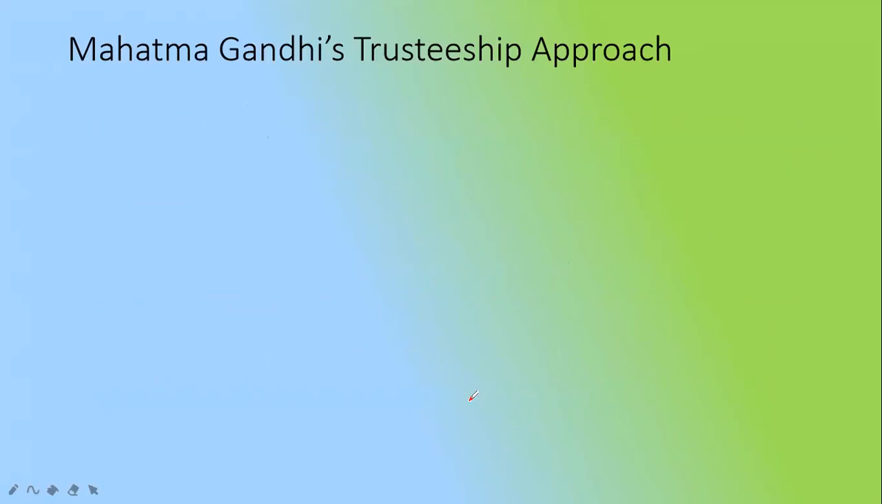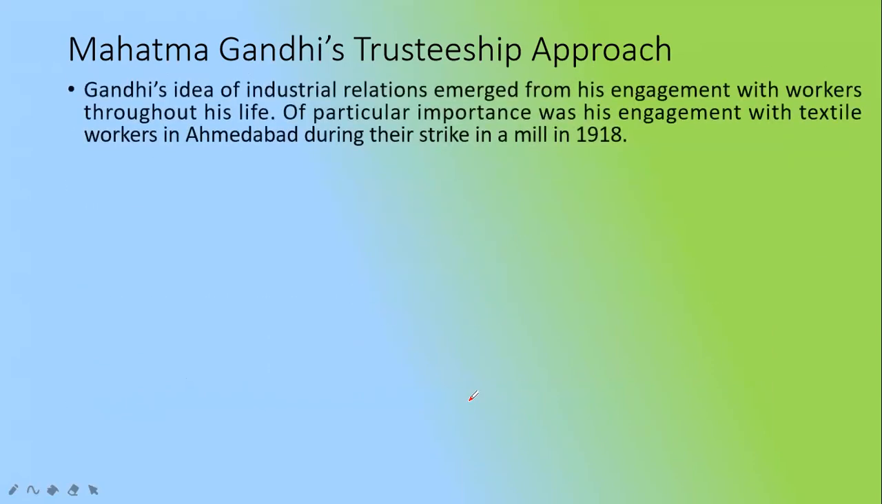Coming to the next important approach, the trusteeship approach. What is this all about? This is given by Mahatma Gandhi, and the idea of the trusteeship approach is that industrial relations emerged from his engagement with workers throughout his life. In 1918, a general strike was taken up in the cotton mills of Ahmedabad, and at that time nearly 40,000 workmen were working there.